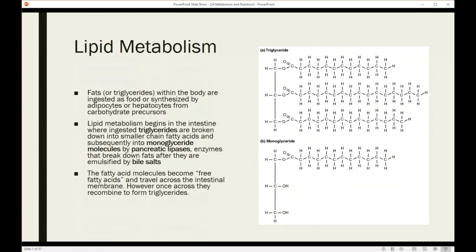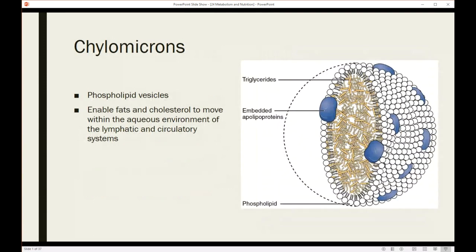Our pancreatic lipases are going to break down those fats, and they're emulsified by those bile salts. That means, remember, they break down even smaller. The fatty acid molecules become free fatty acids and they travel across the intestinal membrane. Once they go across, they recombine to form those triglycerides again. We do that through these things called chylomicrons. These are the triglycerides here, right? And they have these phospholipid bilayers. They enable the fats and the cholesterols to move within this aqueous environment of our lymphatic and our circulatory systems.